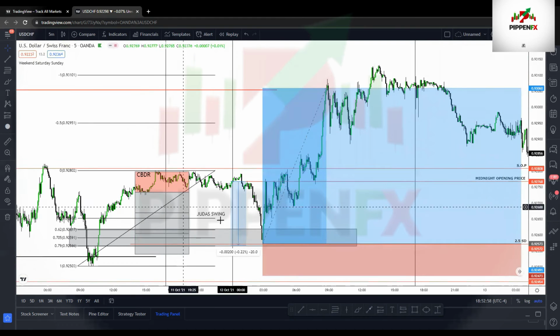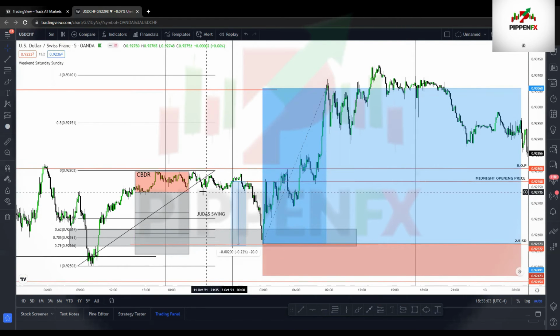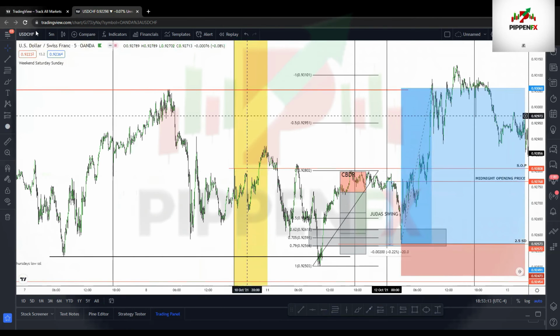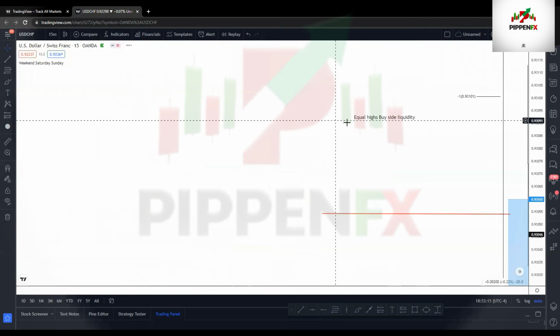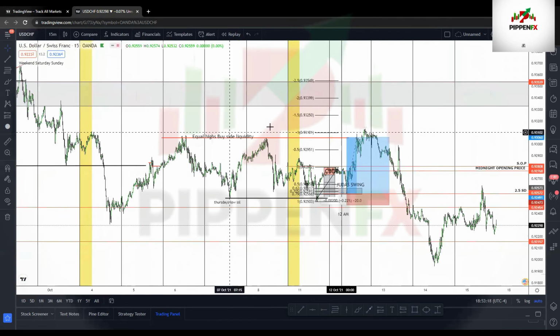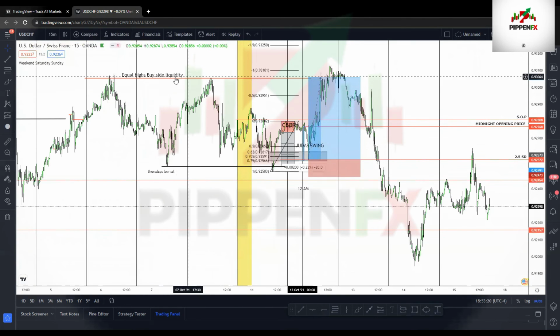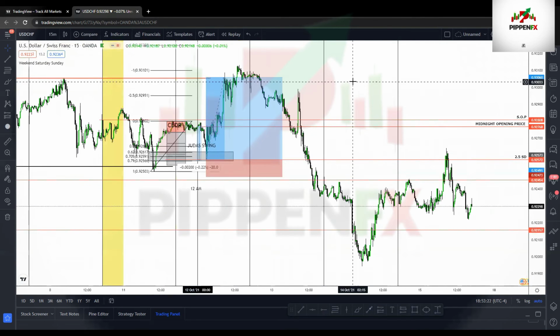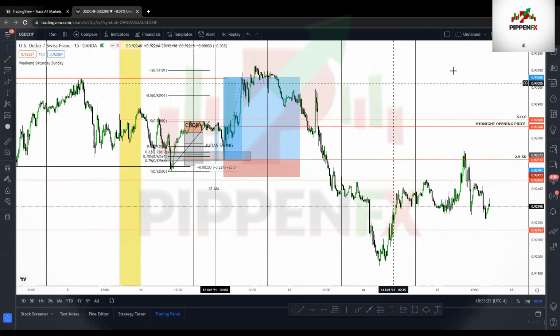When you have multiple confirmations, it gives you more confluence and more confidence to enter into this market. Now, I want to go over the exit. So the exit was the equal highs or the buy side liquidity. Knowing your exit is just as important as knowing your entry.